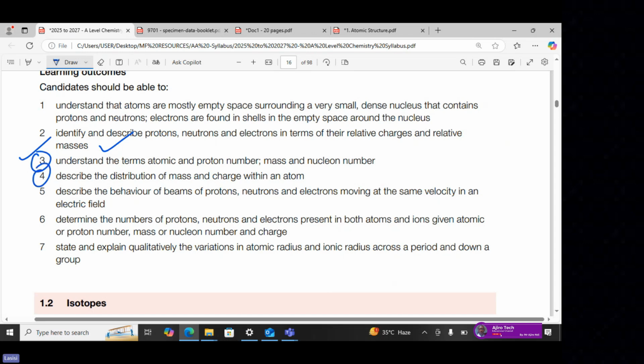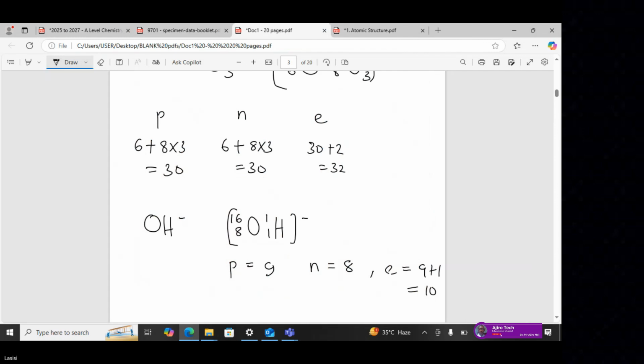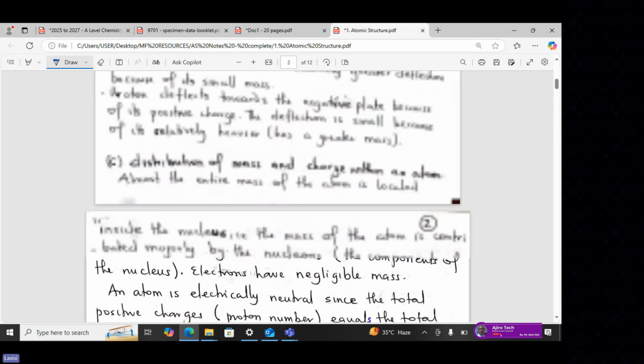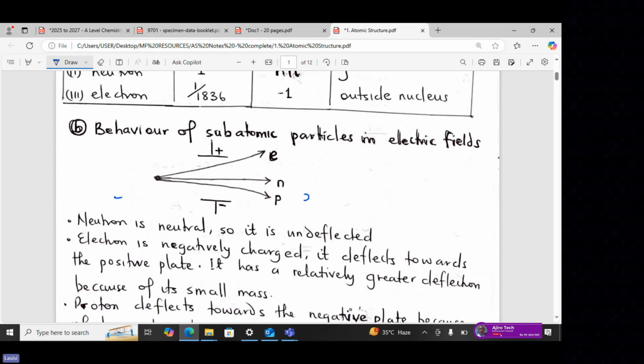Number 5: describe the behavior of beams of protons, neutrons, and electrons moving at the same velocity in an electric field. Can you read, please? Behavior of subatomic particles in electric fields. Neutron is neutral, so it is undeflected. Hold on, please. This is the positive plate of the electric field, and the negative plate of the electric field.